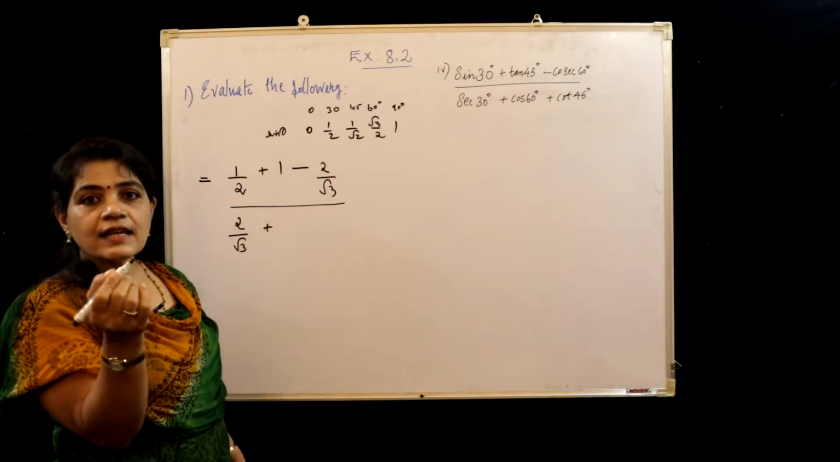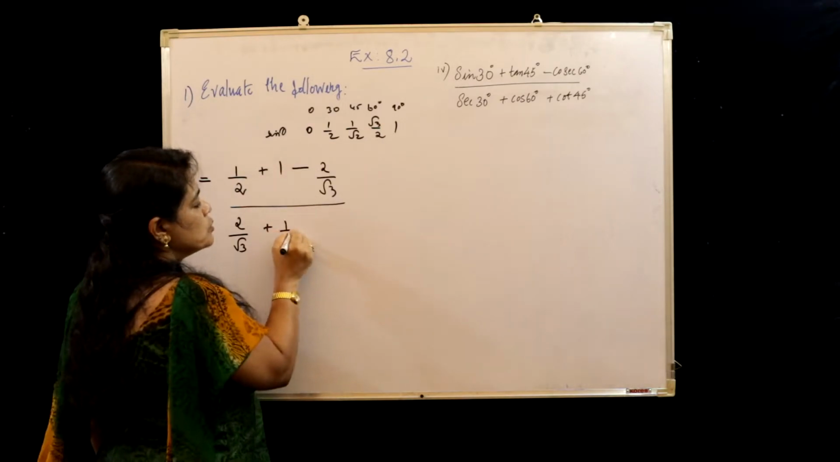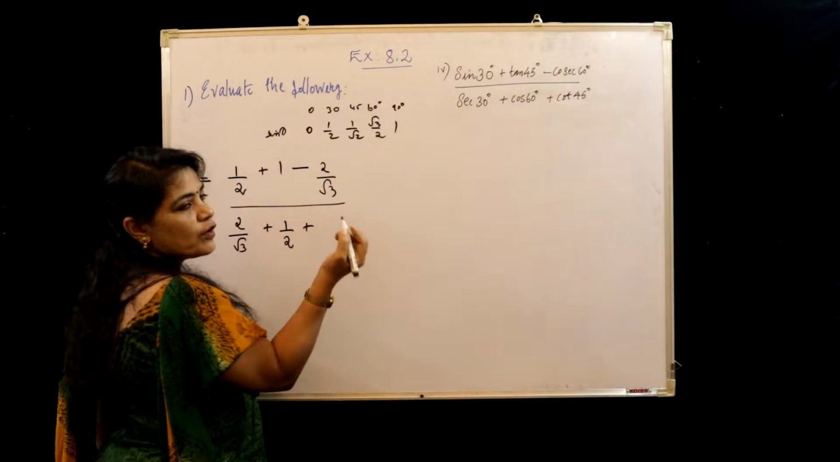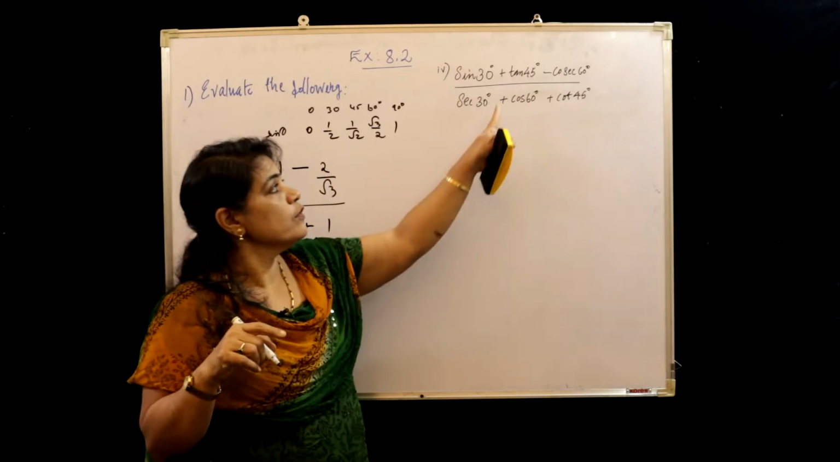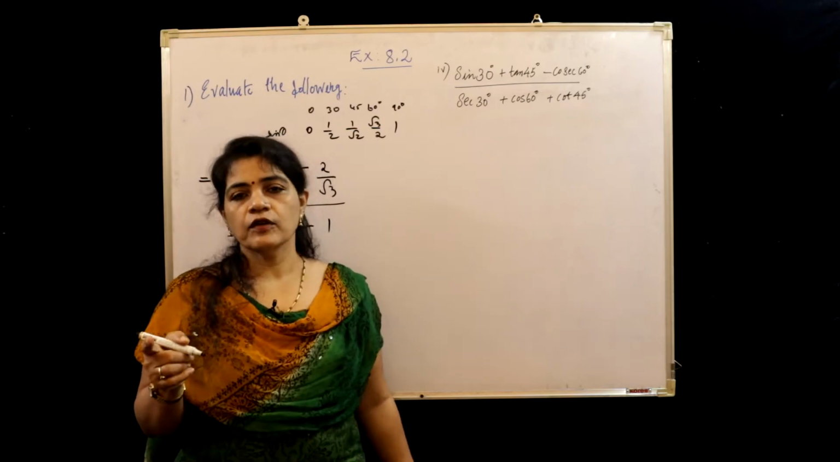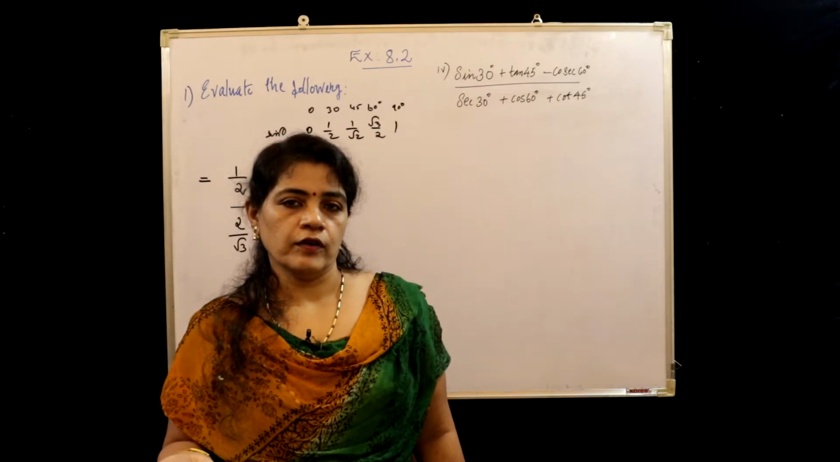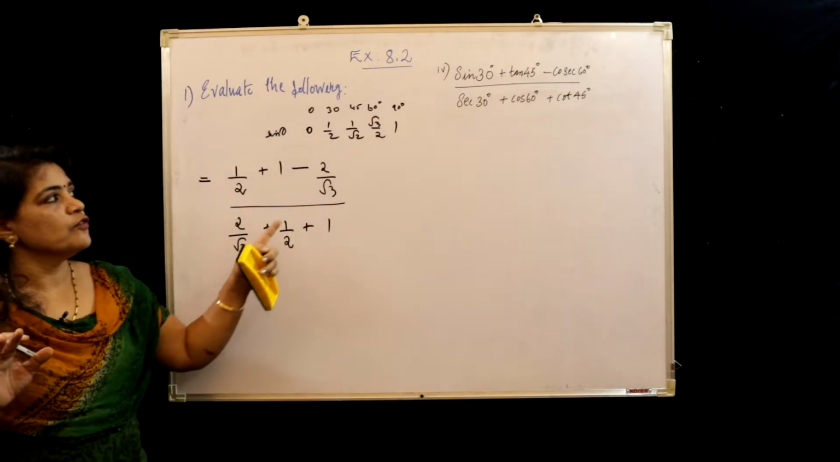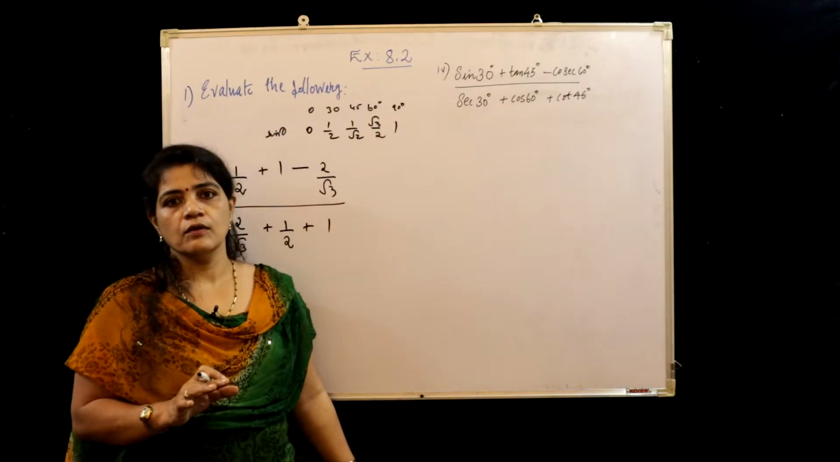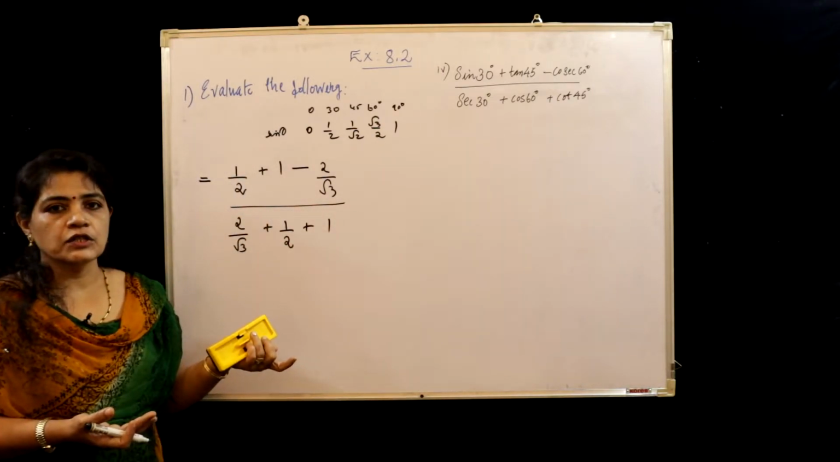Plus cos 60. Cos 60 and sine 30 both are equal, so that is 1 by 2, plus cot 45, which is 1. Cot 45 and tan 45, we have already seen that tan 45 is sine 45 divided by cos 45, so 1. These are the values you will be getting after substituting. So this reduced into this form. Now, the normal calculation.